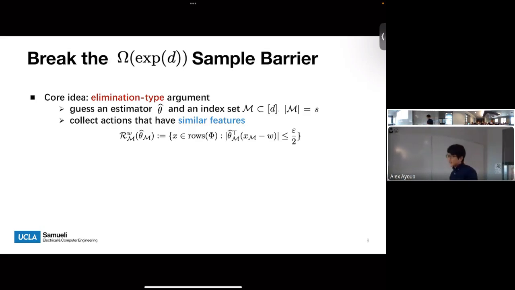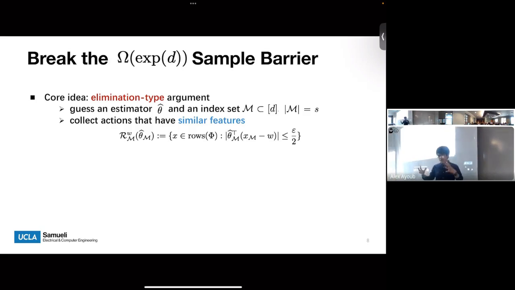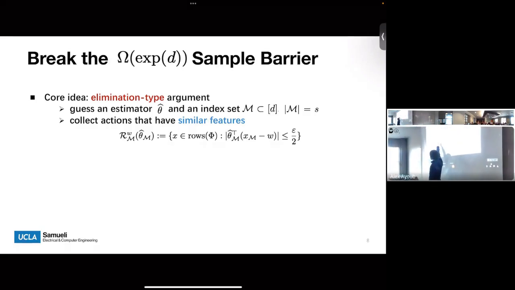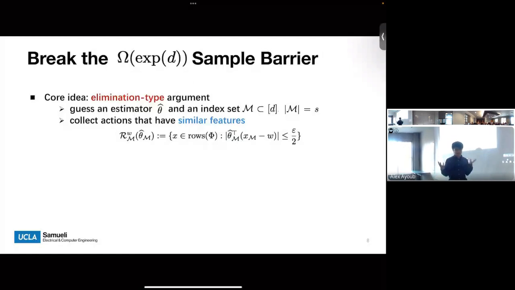Basically, given W, you want to find all these actions that are close to W, and you also want the value to be close, within epsilon over two. So basically, it's an idea to group all these actions. The number of groups you can immediately see depends on the parameters M hat, W, theta hat.